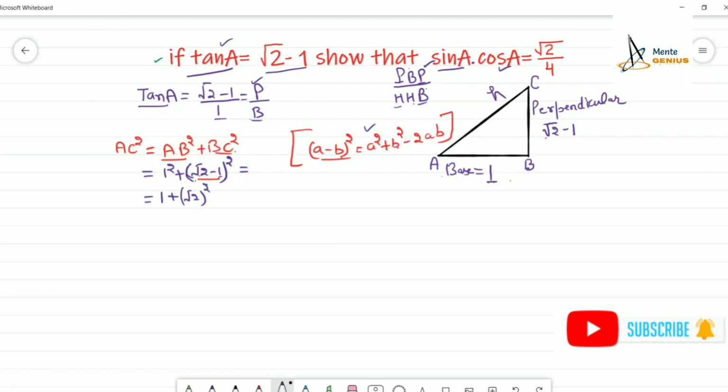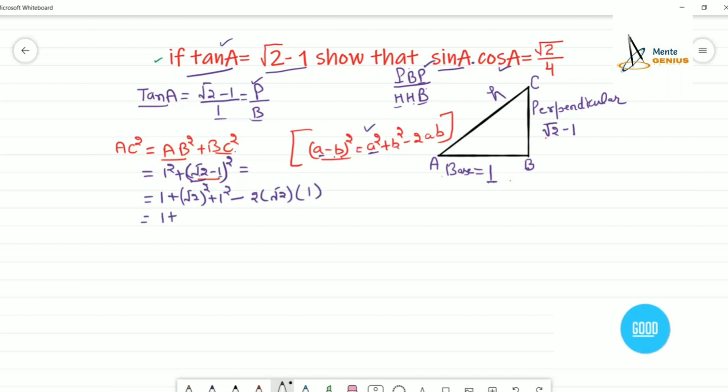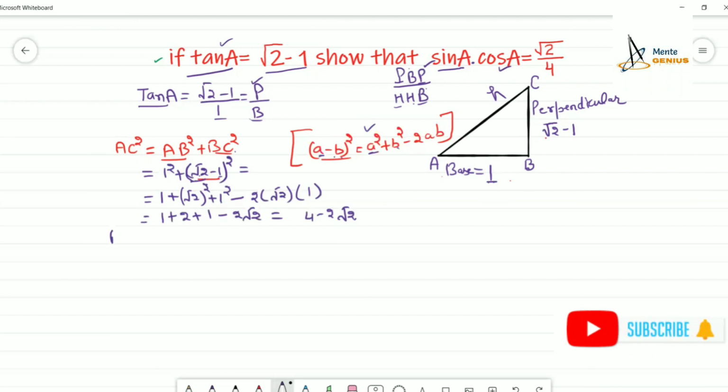A minus B whole square is equal to A square. A here is our root 2 and B is 1. So plus 1 square minus 2 into A and B. A is root 2 and B is 1. Now I will fill the values. I'm solving it. 2 plus 1 minus 2 root 2, which will give me the value 4 minus 2 root 2. Now our AC is equal to square root of 4 minus 2 root 2.